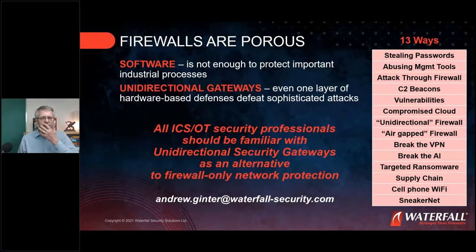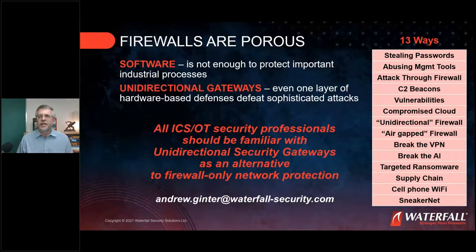So the bottom line, to wrap it up and summarize: we covered 13 ways. Fundamentally, firewalls have a couple of problems. Firewalls are software, and all software can be hacked. This is intrinsic. This will never go away. And firewalls are routers, so they forward attack packets and other packets right into the very systems that we need protected most.